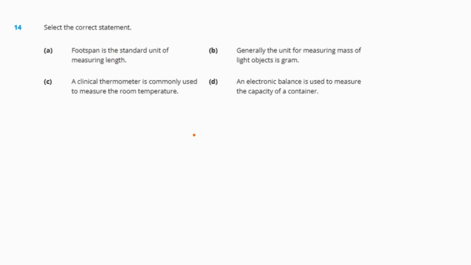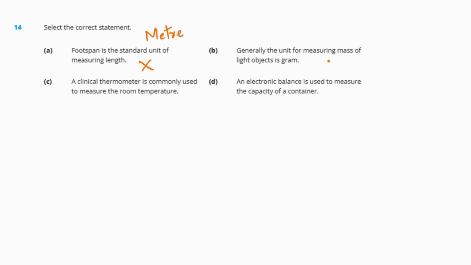Select the correct statement. Foot span is the standard unit for measuring length. Generally, the unit for measuring mass of light objects is gram. The clinical thermometer is commonly used to measure room temperature. An electronic balance is used to measure the capacity of a container. So here, going through the first statement: foot span is the standard unit for measuring length. Is foot span a standard unit for measuring length? No. Meter is the standard unit for measuring length, right? So the first one is a wrong statement only.